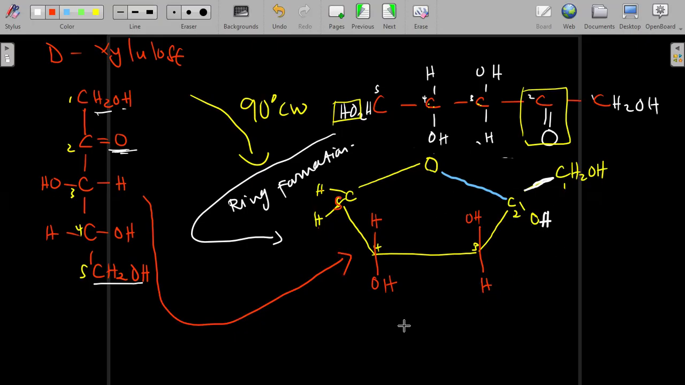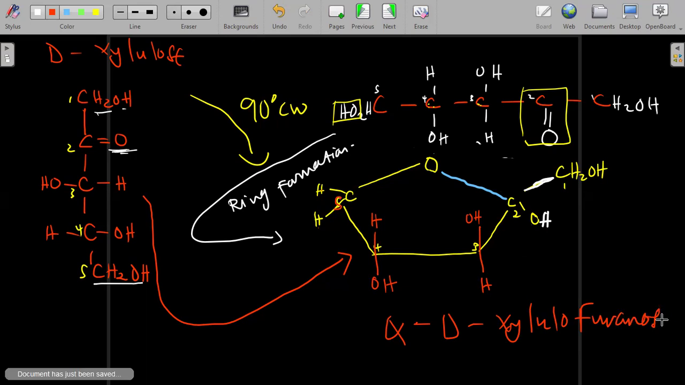So what would be the name of this? This would just be the alpha D hexulose, but in ring form. So if you want, you can write the name as hexulose, because it's in the ring form. But if you want, you just write alpha D hexulose in ring form.